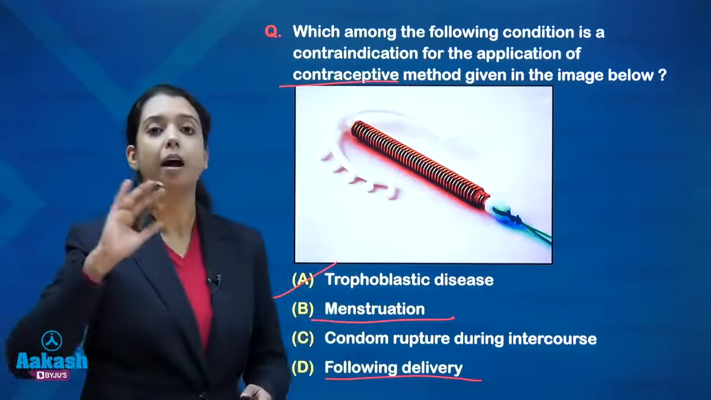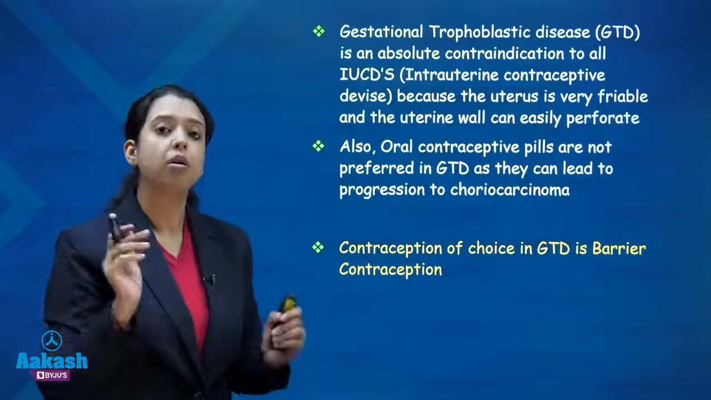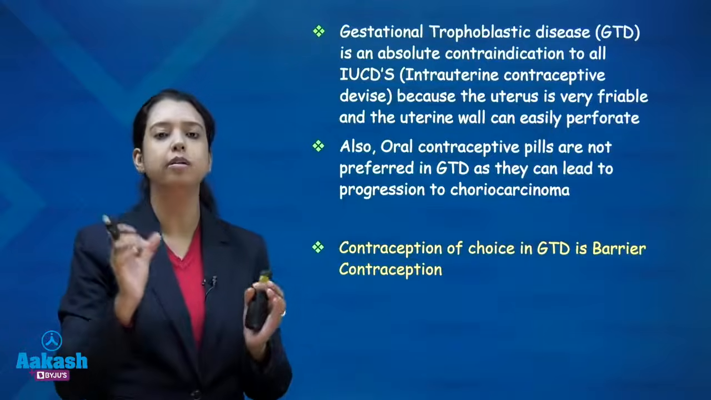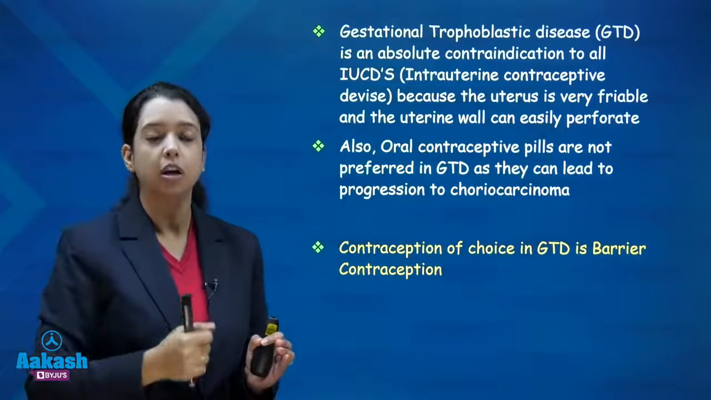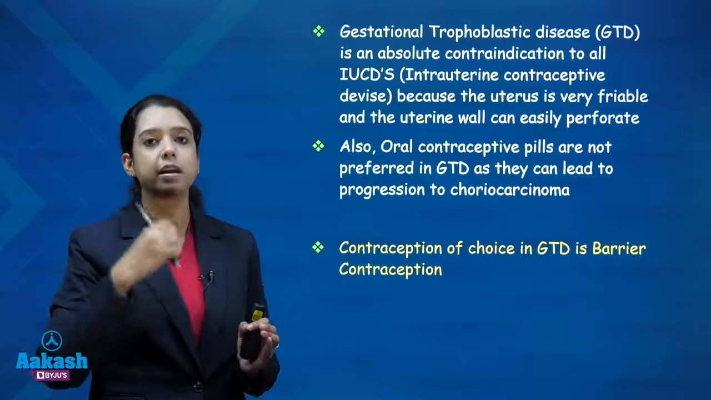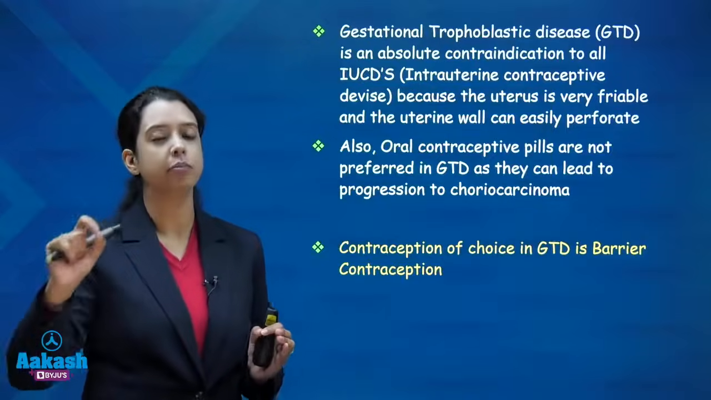Trophoblastic disease is an absolute contraindication. Why? Because in a GTD, it has been seen that the uterus is so soft that if after suction you introduce an IUCD, you can very easily perforate. So IUCD is not an option in GTD.